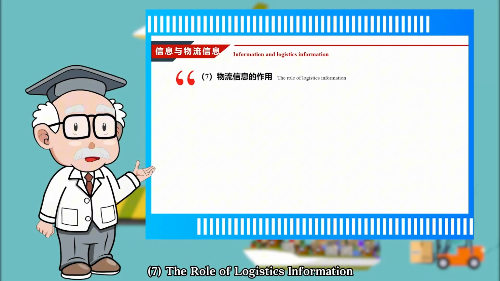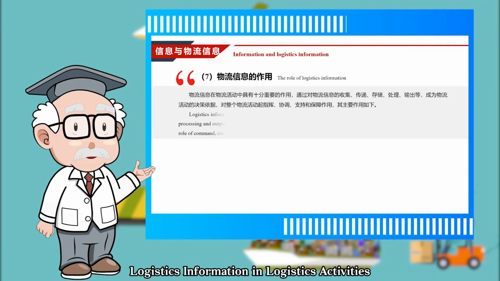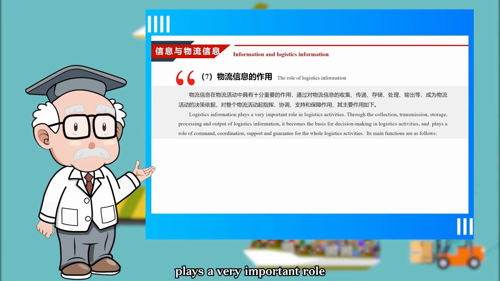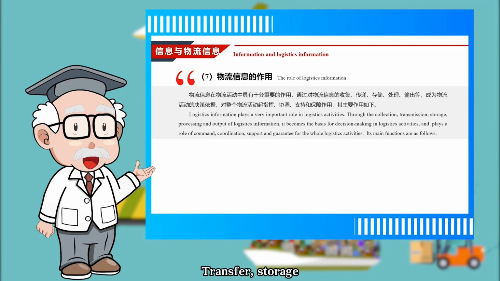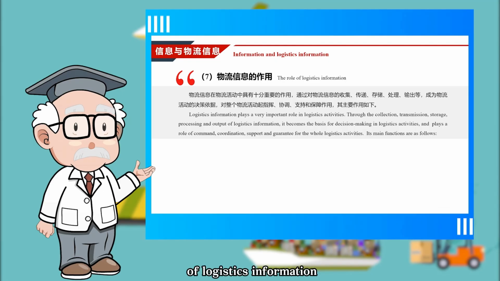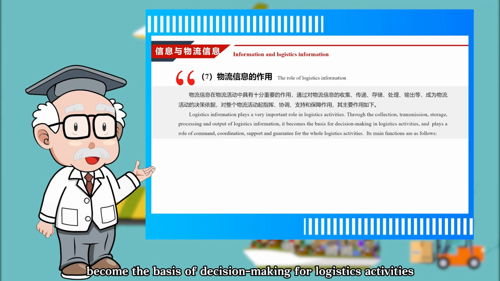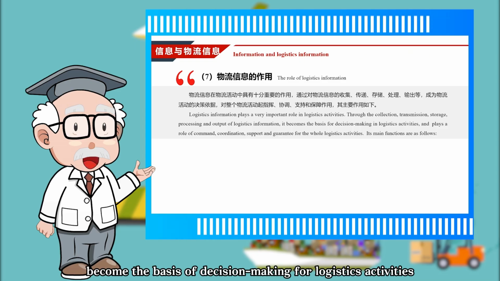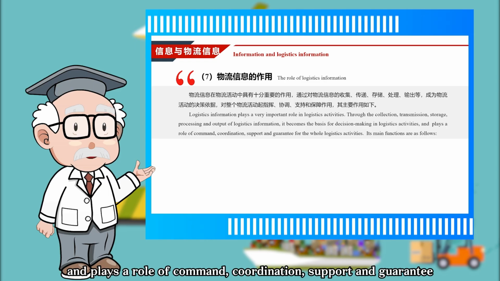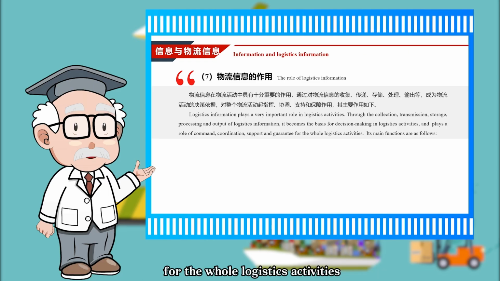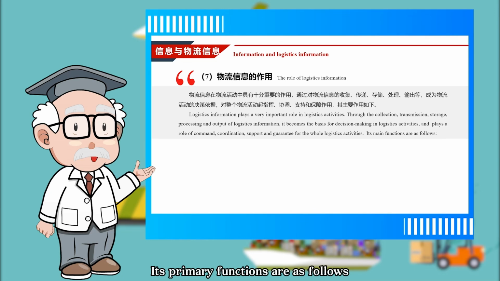7. The role of logistics information. Logistics information plays a very important role in logistics activities. Through the collection, transmission, storage, processing, and output of logistics information, it becomes the basis of decision-making for logistics activities, and plays a role of command, coordination, support, and guarantee for the whole logistics activities. Its primary functions are as follows.